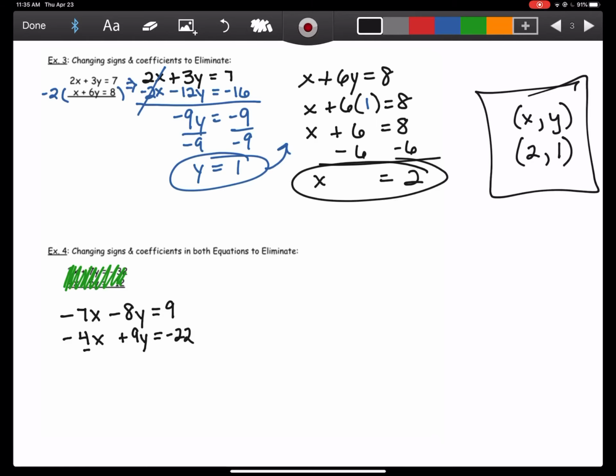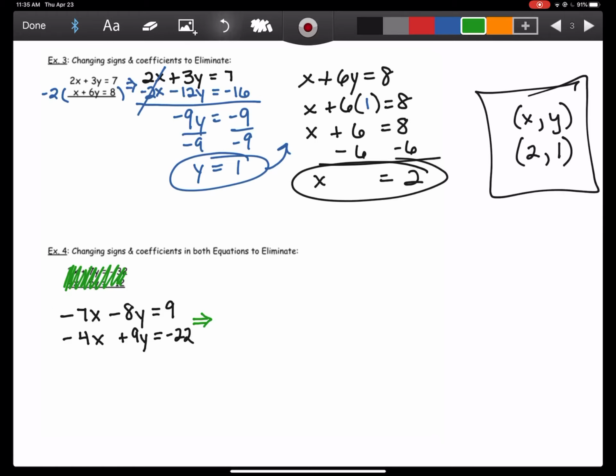So like 4 can't become 7 easily, right? And 8 can't become 9 easily. So I would need to make changes to both of the equations. So I'm going to start with, I know that I don't have opposites. So do I have additive inverses? No, I don't. So I'm going to have to change them. Let's multiply. I'm going to focus on the x terms, okay?